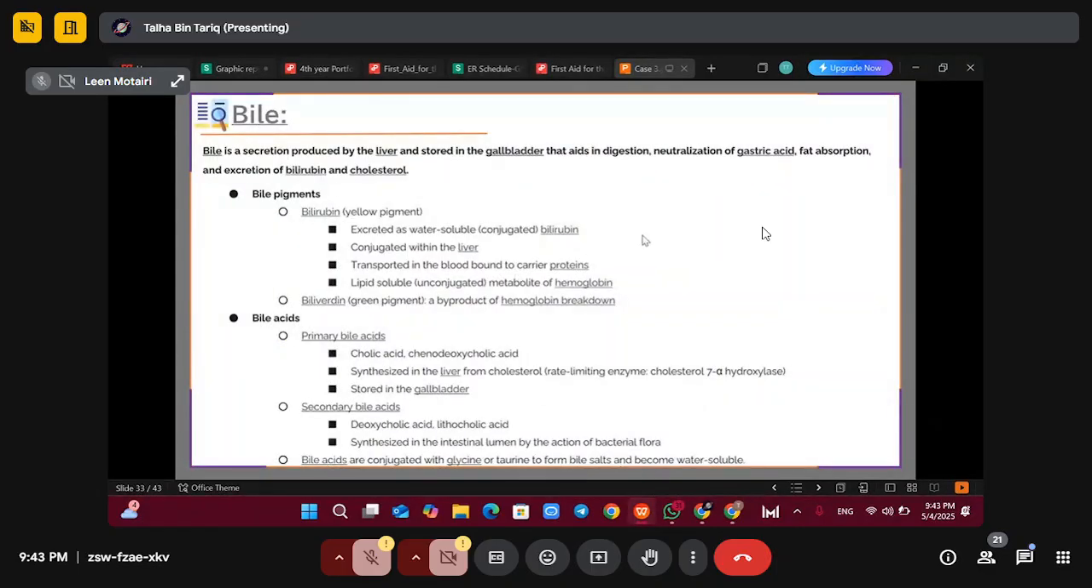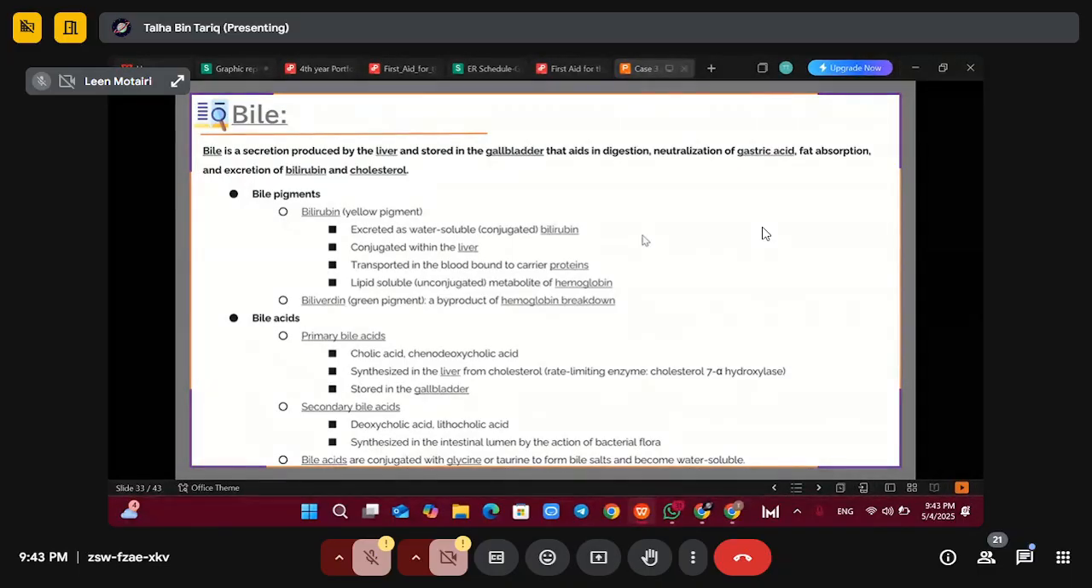Now, regarding bile, what is bile? Bile, we all know, is a secretion which is made by the liver and stored in the gallbladder, which helps us in digestion, neutralization of gastric acid, fat absorption, and excretion of bilirubin and cholesterol. So bile is composed of two very important things: bile pigments and the bile acids.